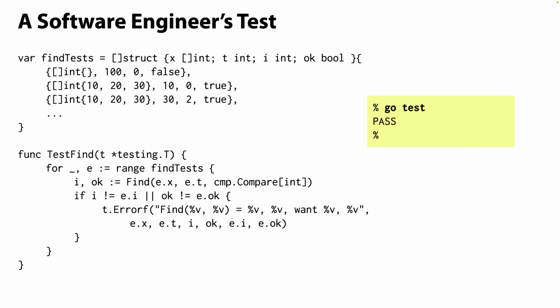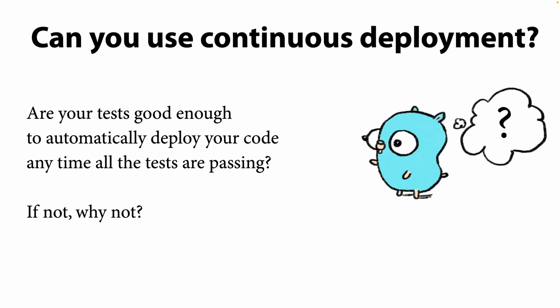Here's a software engineer's test. You can run it without any knowledge of what the code should do. Any colleague or any computer can run this using go test and immediately understand whether the test passes. You've seen tests like this already, I'm sure. The software engineering ideal is to have tests that catch every possible mistake that might be made later. If your tests meet that ideal, then you should be comfortable shipping your code to production automatically anytime your tests are all passing, what people call continuous deployment.